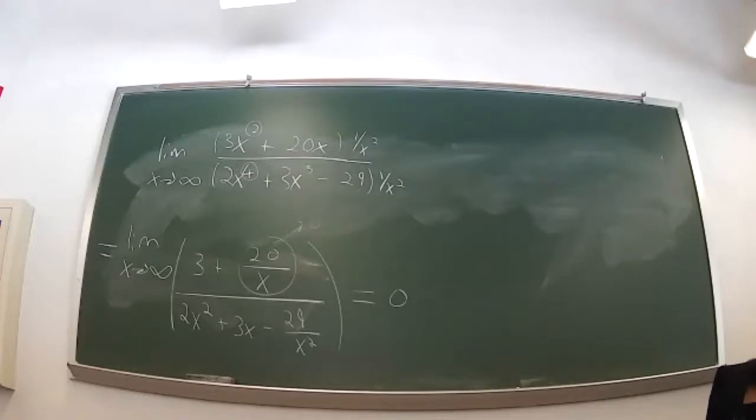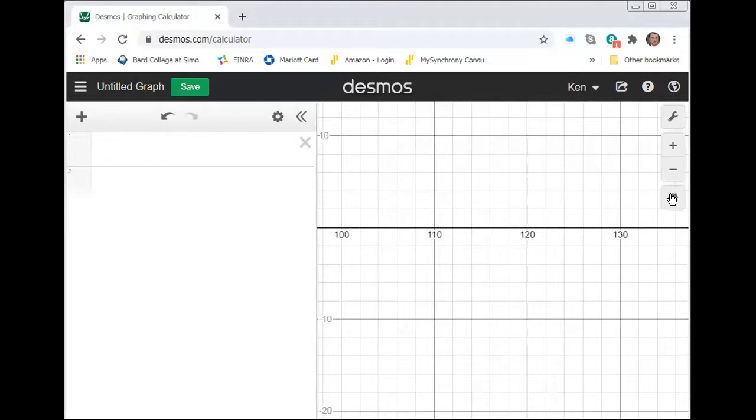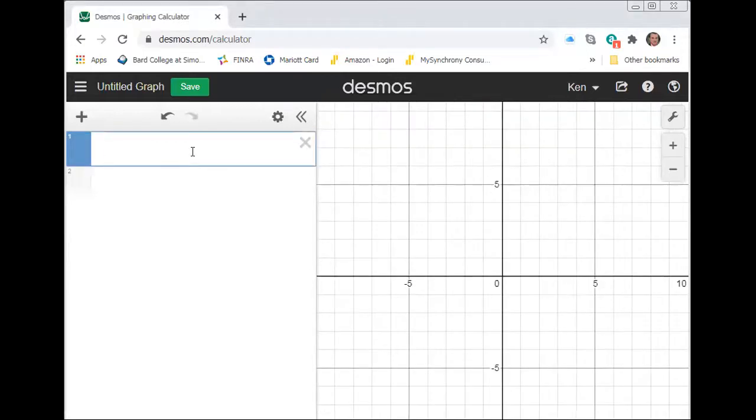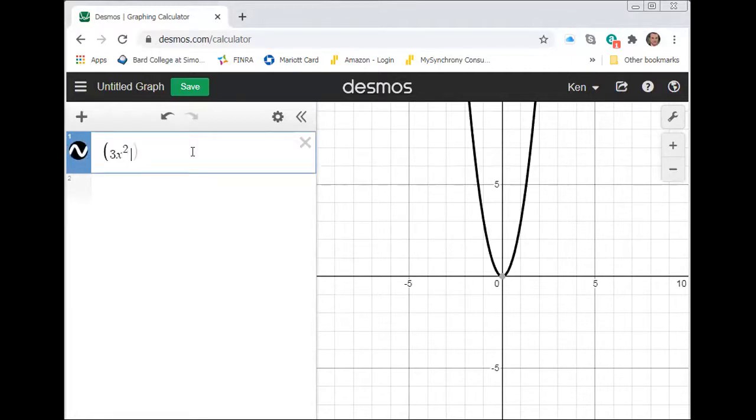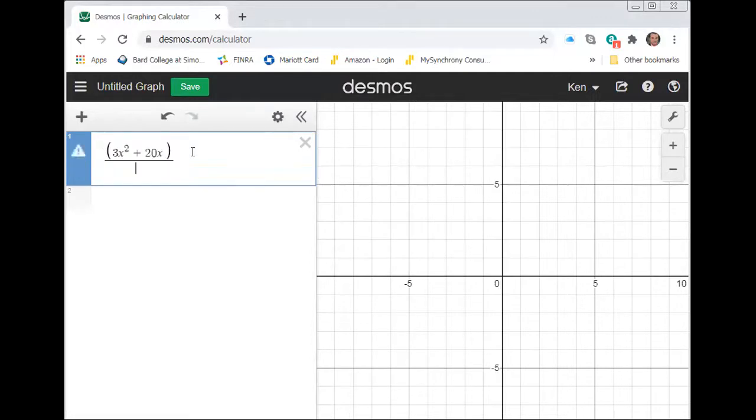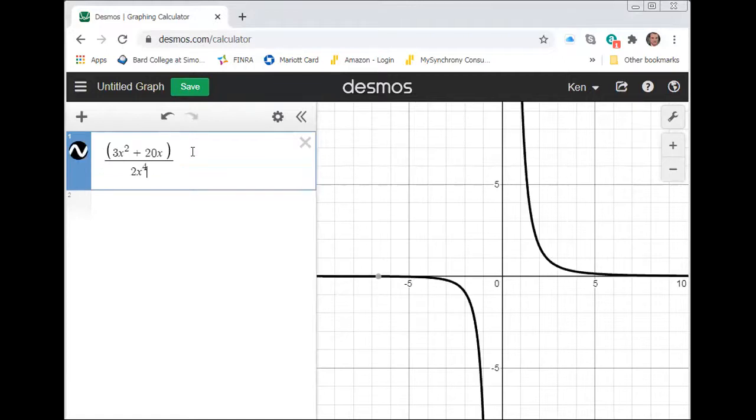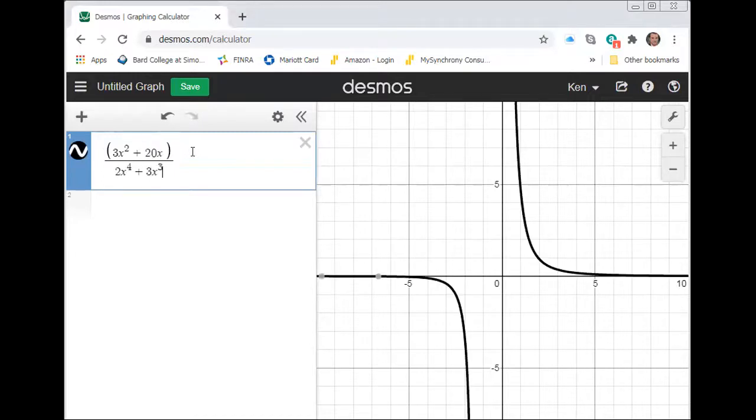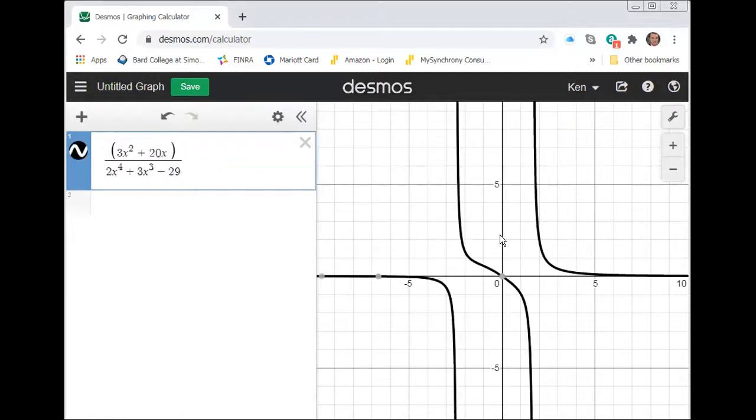And I do want to share with you, I won't do this every time, the graph so we can get a handle on what the computer says. So what was this? It was 3x squared plus 20x divided by 2x to the 4th plus 3x cubed minus 29. So that's what that function looks like.